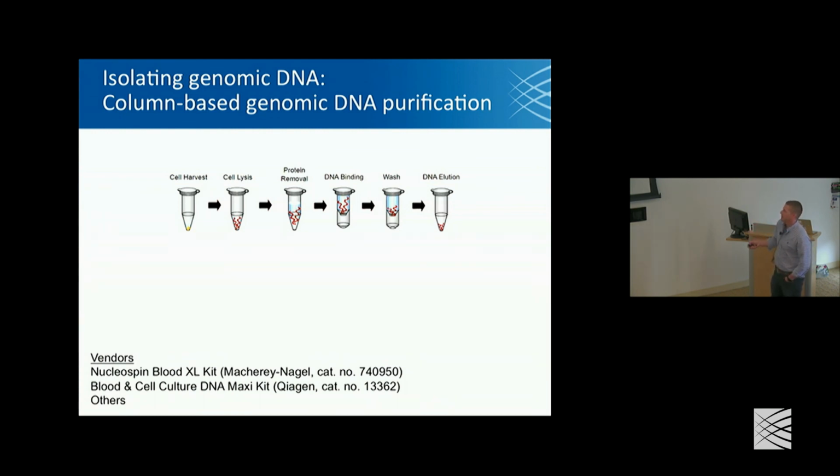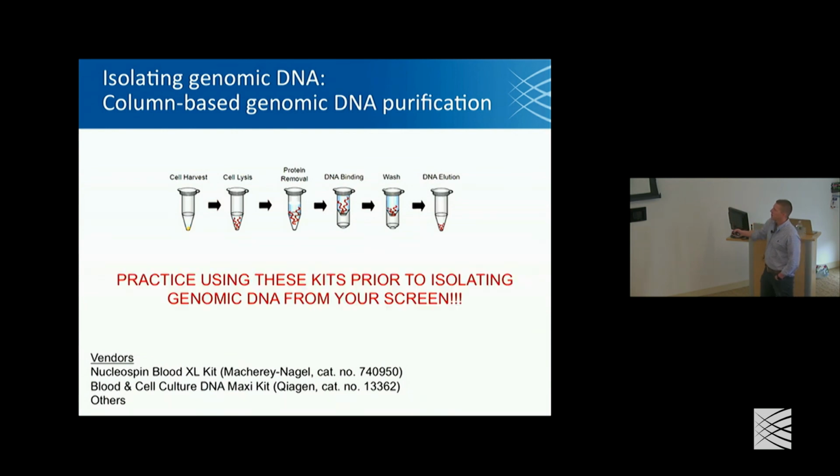You bind the DNA to a column, wash it, elute it off. So it's pretty straightforward. And when you're doing this, you should just follow the protocol from the kit. One thing we want to emphasize is that you need to practice using these kits before you're ready to do your screen. Because you don't want to be at the endpoint and find out that you need to use buffer AE1 and buffer AE1.1, and you don't know what the differences are.